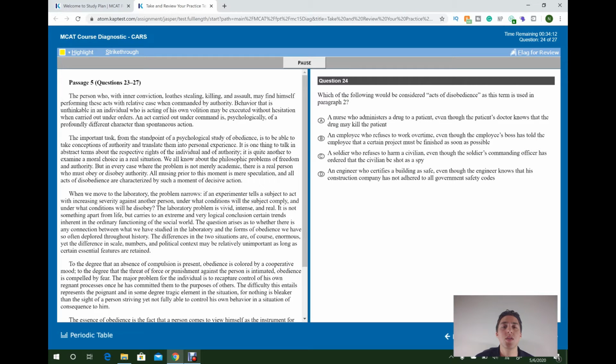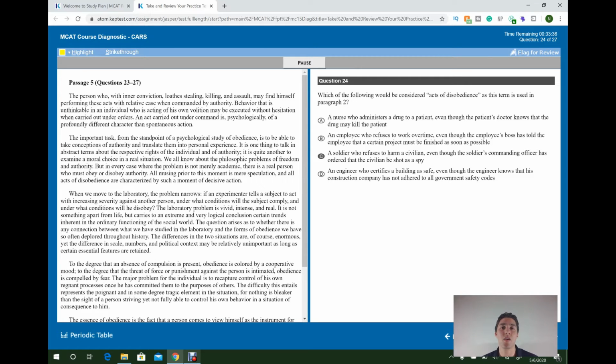And if you read all the option choices, you can see that option C is the only one where a soldier refuses to harm a civilian, even though the soldier's commanding officer has ordered that the civilian be shot as a spy. So this is the only option choice where a person in the moment of having to make a decision decides to not be obedient in a direct way. And that is why this is the answer to question 24.